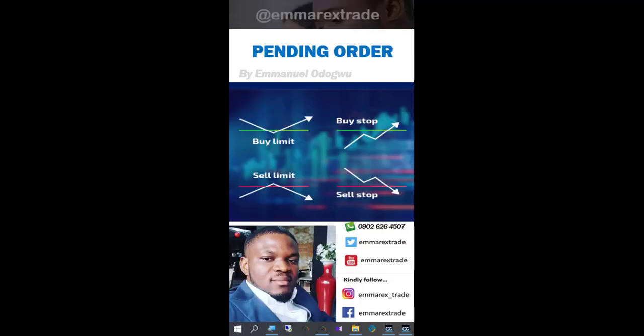All right, so this is pending order, and pending order is a way of placing a trade or an order that will trigger later. That means it is not entering the market directly. You place an order, but the order is not yet on the market until certain conditions are met or fulfilled before it can be triggered. They are listed here: the buy limit, the buy stop, the sell limit, and also the sell stop.